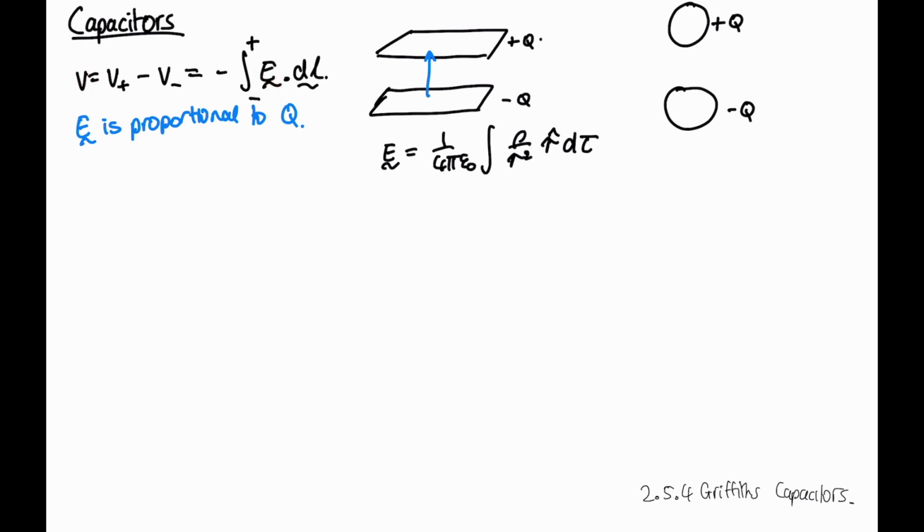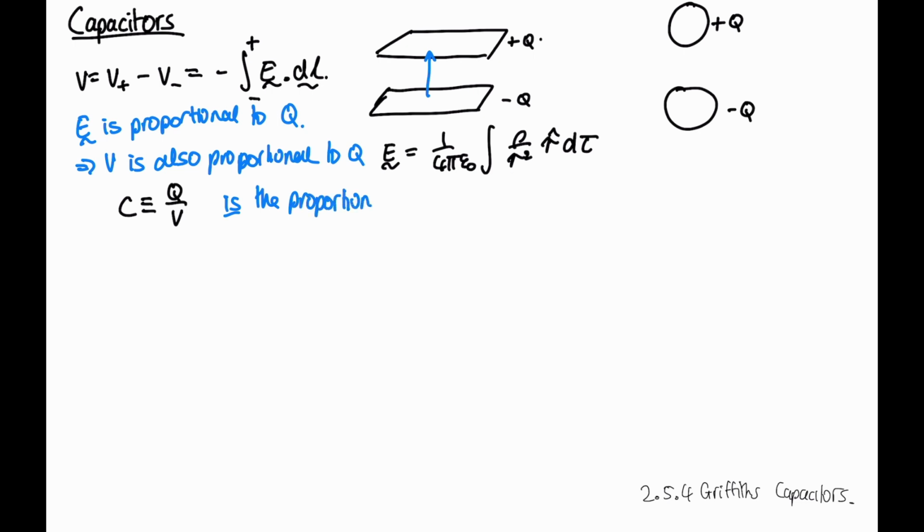And so since E is proportional to Q, if we increase this by a constant, this increases by the same constant. So that tells us that V is also proportional to Q, which is really where the capacitance comes in, because the capacitance is effectively the proportionality constant. So how we define the capacitance is the capacitance is equal to Q over V, and so it is the proportionality constant.